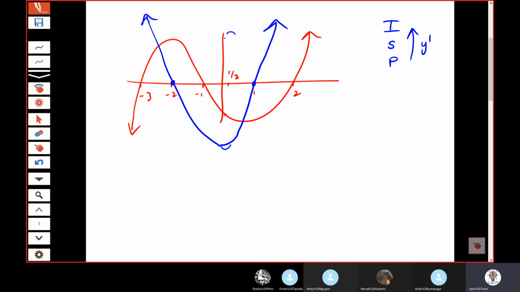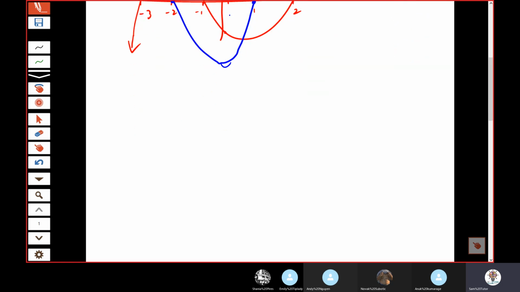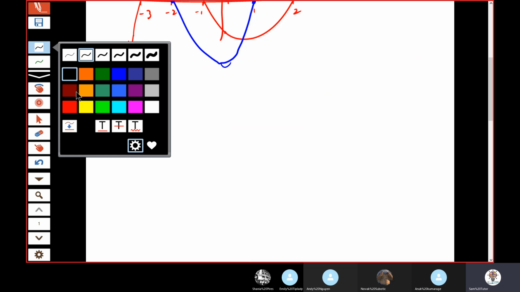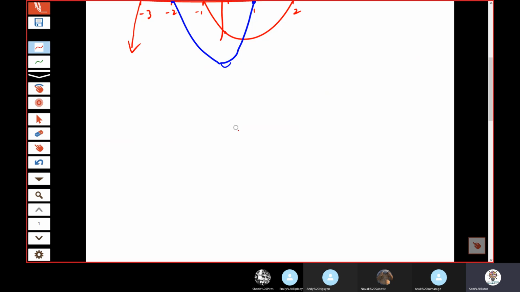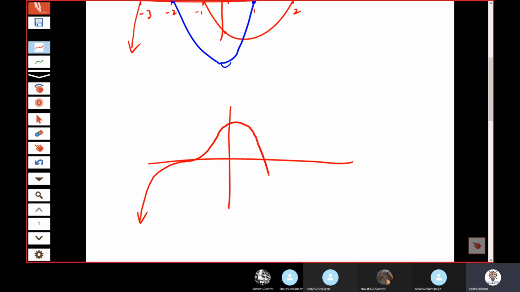Let's do a horizontal point of inflection. So that's a special case, and then we'll do an asymptote one, and then we're done. That's all the cases you're ever going to see. So let's do one with a horizontal point of inflection. Okay, let's do that one.